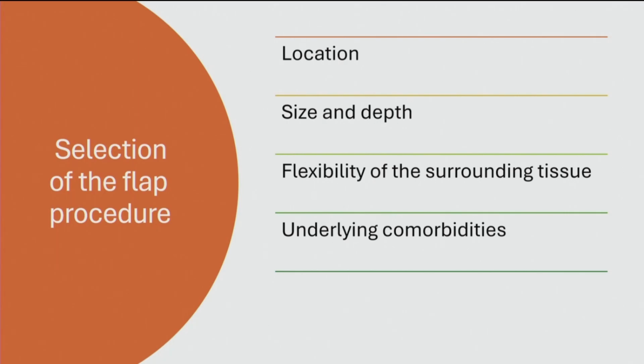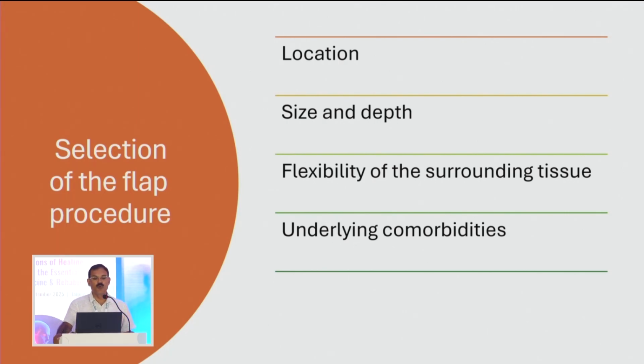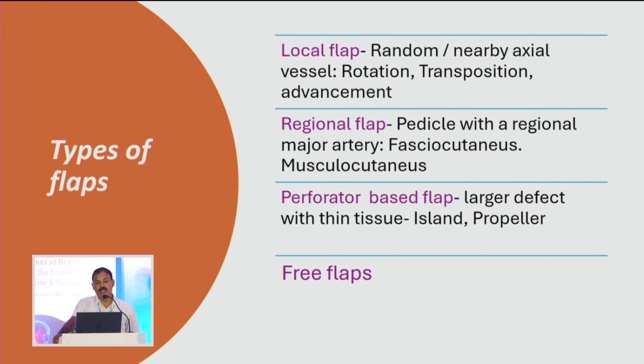But what type of procedure you will do depends upon the location of the pressure ulcer, size and depth of the pressure ulcer, degree of the pressure ulcer, flexibility of the surrounding tissue, and underlying comorbidities. So accordingly, there are different types of flaps for covering the pressure injury, like local flap, regional flap, perforator based flap, or free flaps. Local flaps are random flaps. We all can do this type of flaps. These are based on nearby axial vessels. These are rotation flaps or transposition flaps or advancement flaps.